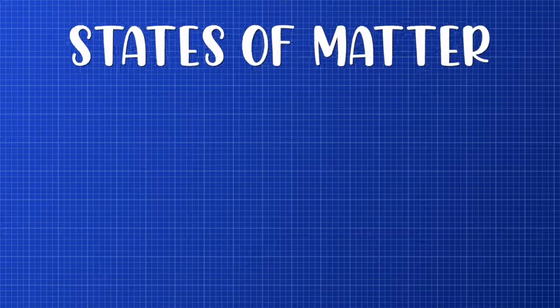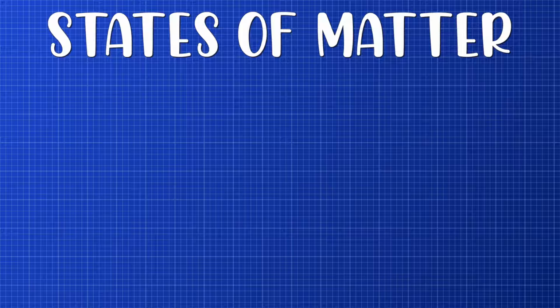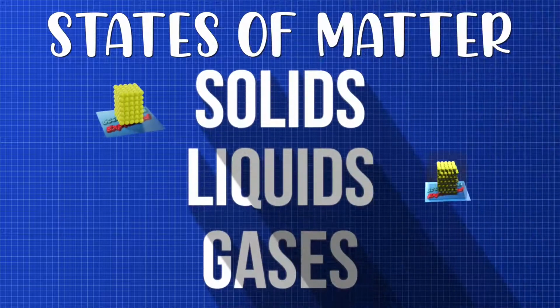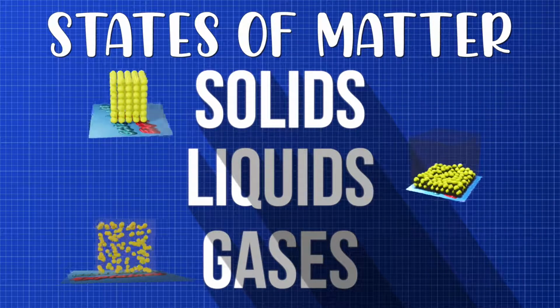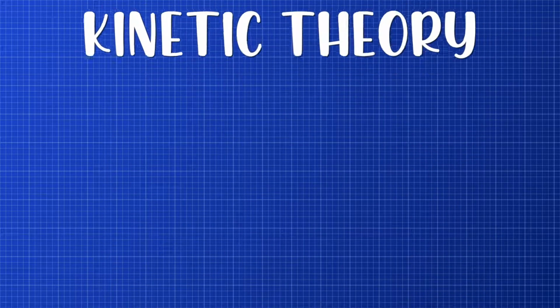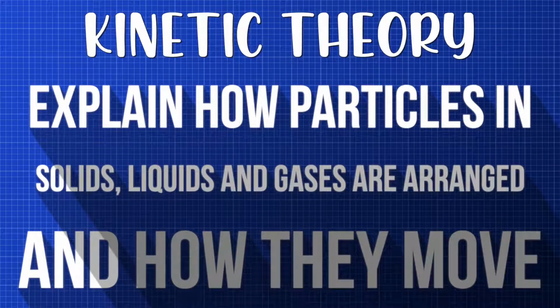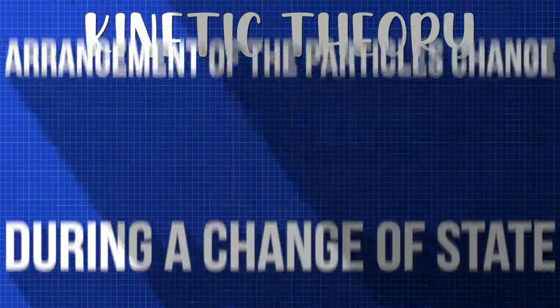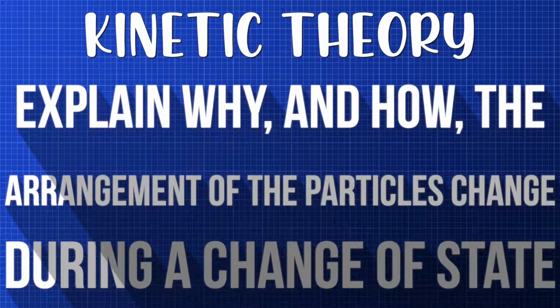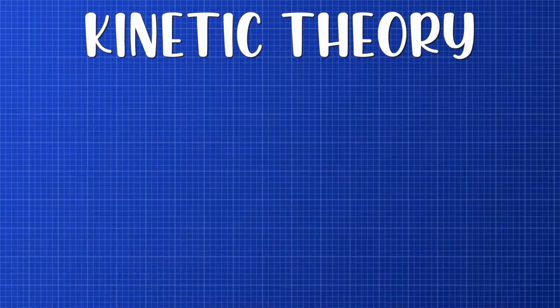States of matter. There are 3 states of matter: solids, liquids and gases. In this video, I'll teach you how to use kinetic theory to explain how particles in solids, liquids and gases are arranged and how they move. I'll also explain why and how the arrangement of the particles change during a change of state.